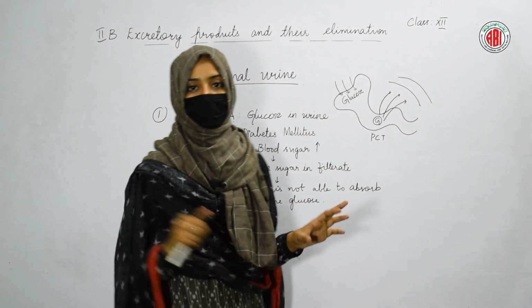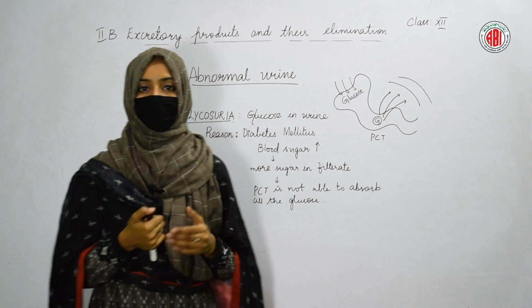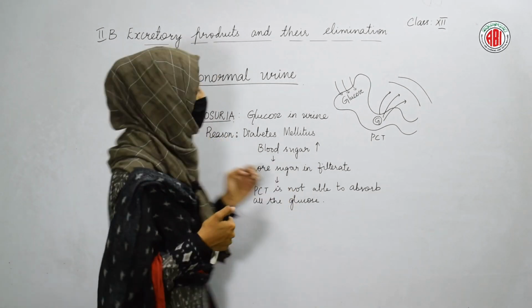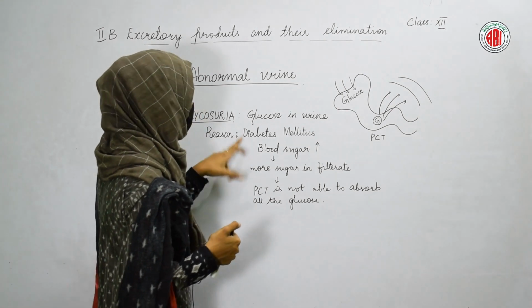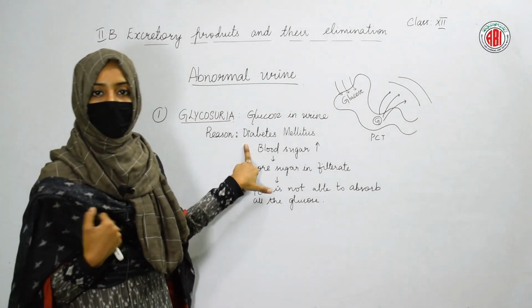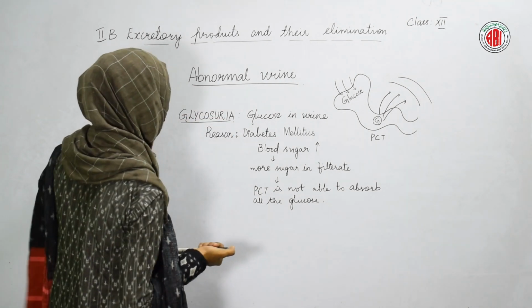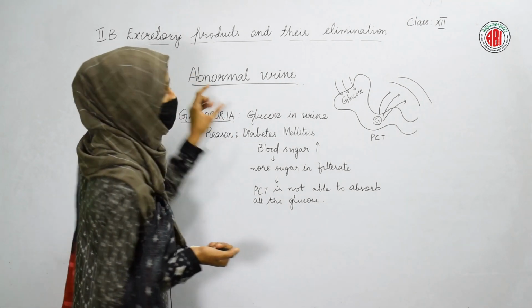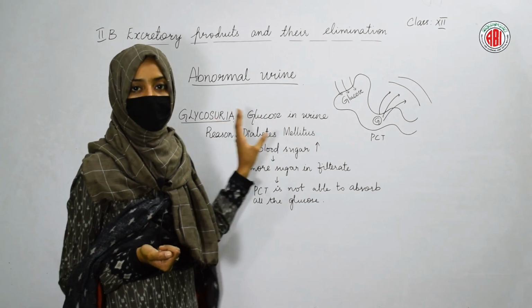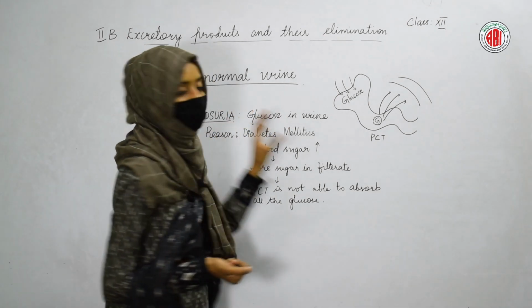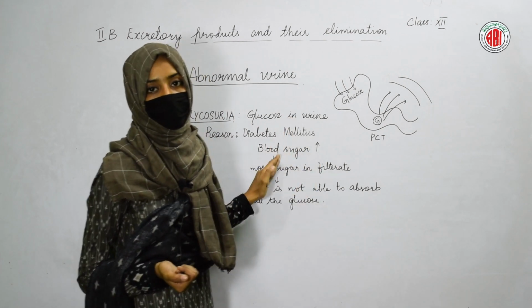Diabetes mellitus means that if the sugar level in our blood increases for some reason, it causes a disorder. Then it leads to diabetes mellitus, and when a person is suffering from diabetes mellitus, it leads to an excretory disorder called glycosuria. That means glucose can be released in the urine of that person. So this happens due to the increased level of sugar in our blood.